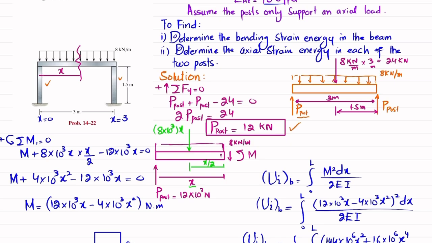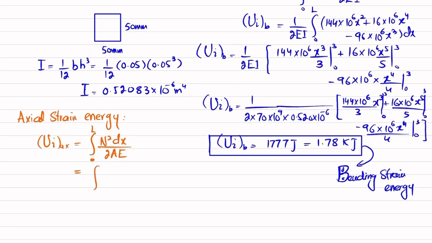This beam applies 12 kilonewton load on this post. So I will write from 0 to L, 12 kilonewton. That is also equal to N square L divided by 2AE. Okay. So 12 into 10 to the power 3 whole square. I will remove these things because we already know that axial strain energy is equal to normal load square into L divided by 2AE. So if you write this or this, both will give you the same thing.